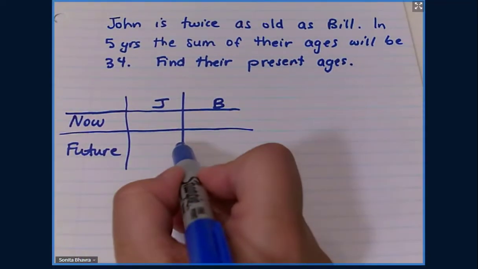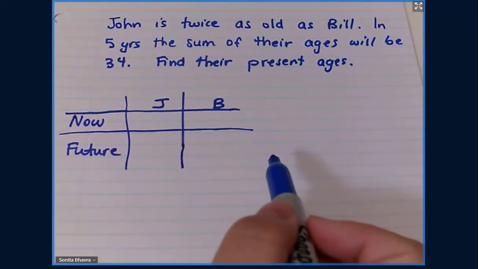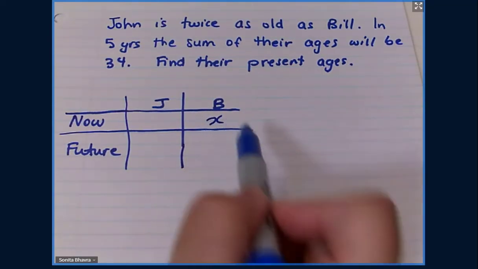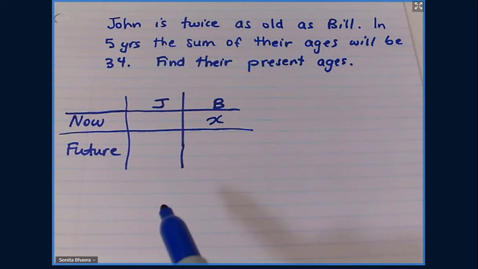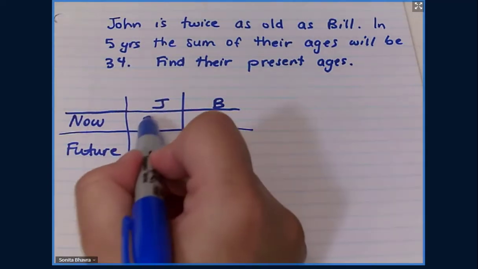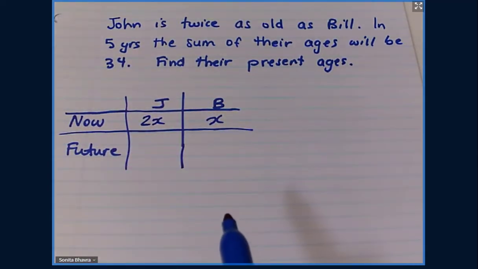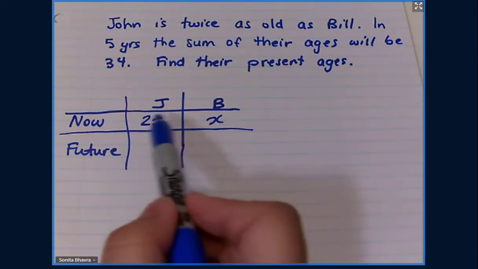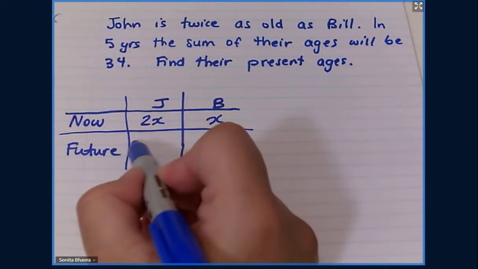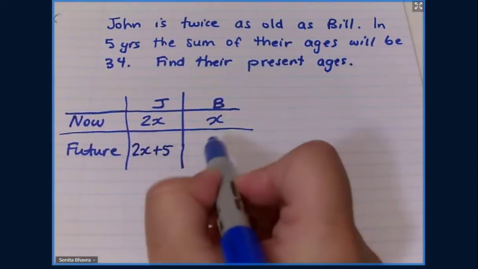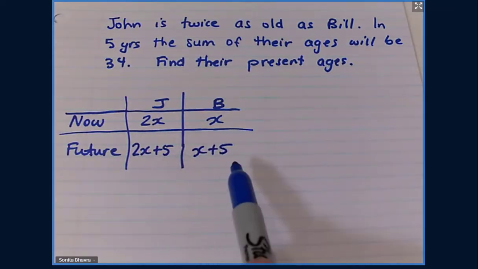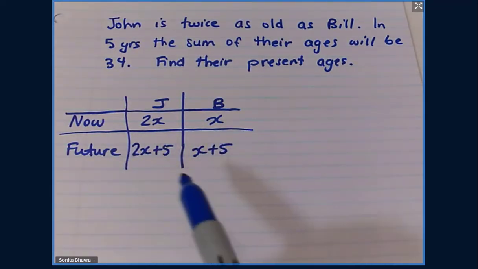And what do we know here is that John is twice as old as Bill. So we'll call Bill x. And then we know John is twice as old, so 2x for John. And then in 5 years, the sum of their ages will be 34. So all we have to do to show the future is 2x plus 5, and then x plus 5. That shows their ages in the future.